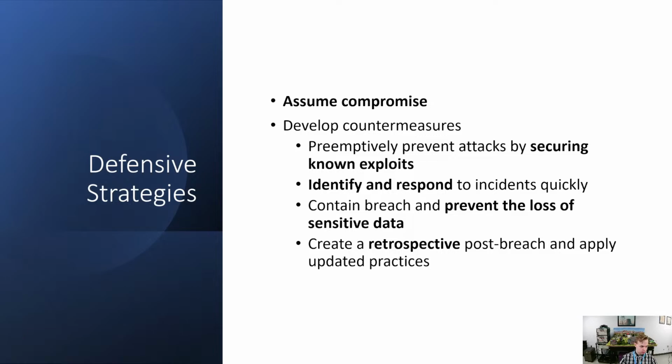And with that assumption, you want to develop countermeasures. So you want to be able to preemptively secure against known exploits. So if you know of an exploit that is currently being exploited in other systems, you want to be able to patch your systems before it happens to you. If you are compromised at some point, you want to be able to identify it and respond to incidents quickly. You just don't want to be a sitting duck waiting. The faster you can identify and respond to incidents, the less damaging they can be.